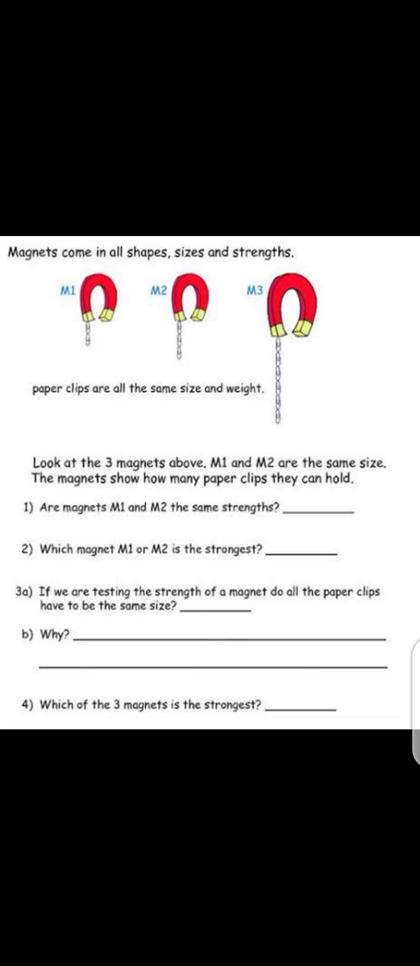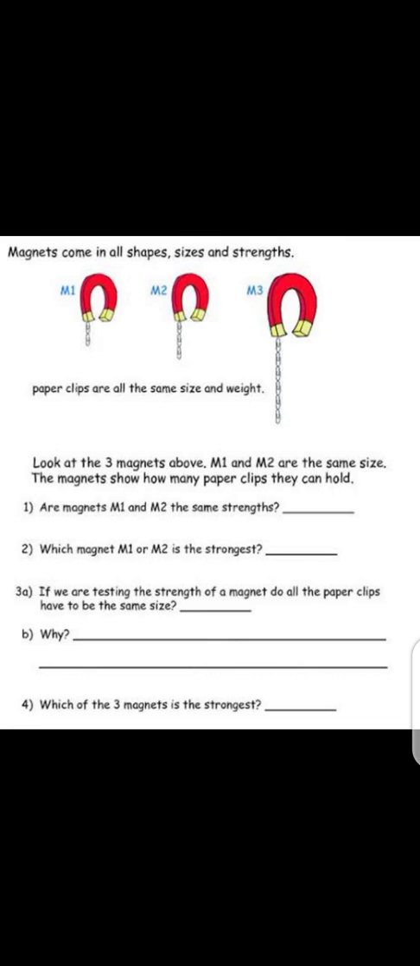Part number 3A: if we are testing the strength of a magnet, all paper clips have to be of the same size. In order to do a fair test, you have to keep all the variables the same. You don't have to change any particular variable, because otherwise there is going to be an anomaly in the test, or your results would not be valid, because in a fair test you have to change only one variable at one time.